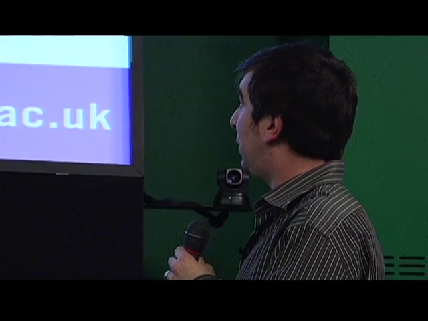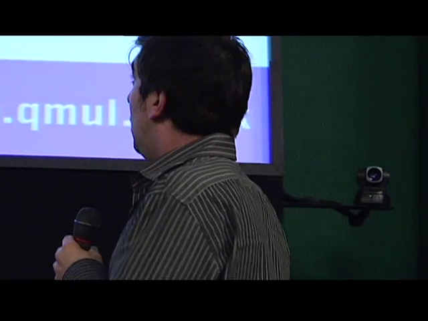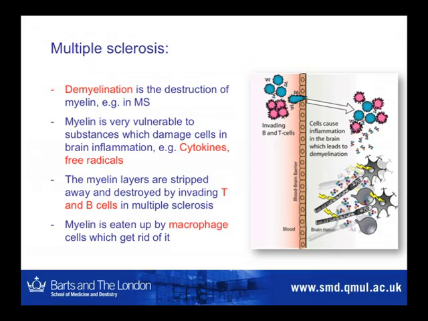So this is a very basic representation of what happens in multiple sclerosis, and you've heard all about different aspects of this throughout the day. Basically, from the blood, we have invading T and B cells which cross the blood-brain barrier into the brain tissue. And once in there, they can produce these inflammatory mediators, as we call them, including cytokines and free radicals, which then impact on nerve cells, and as we can see here, damage the myelin, eventually strip it away, and eventually start damaging the axon itself. And the myelin is actually eaten up by macrophages in this lesion area. So we know about that.